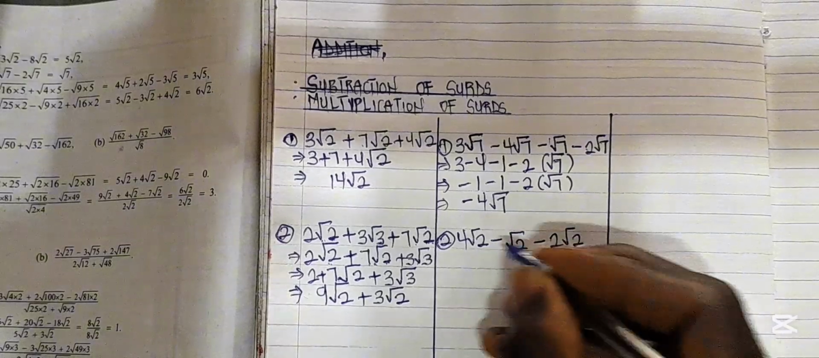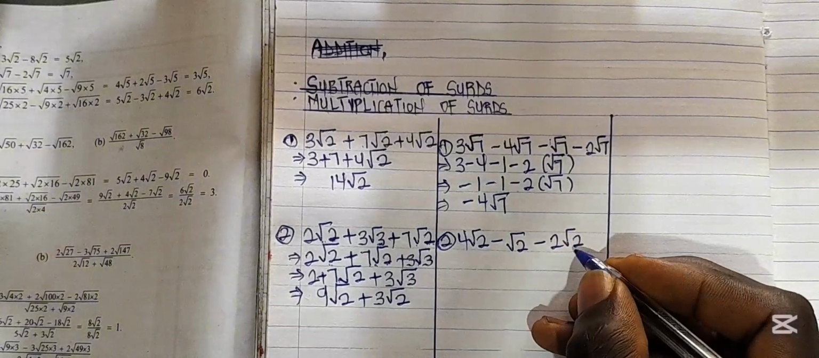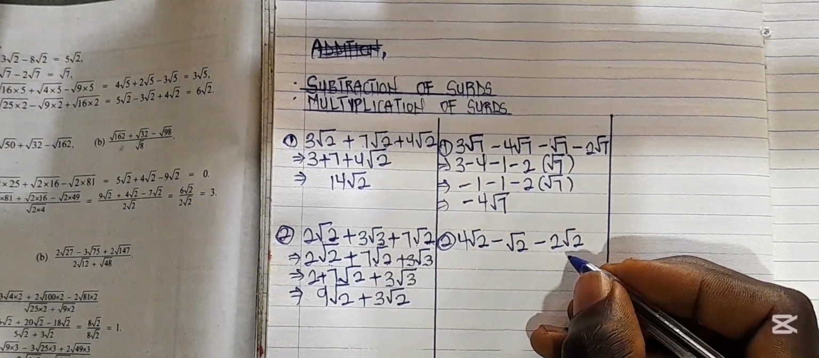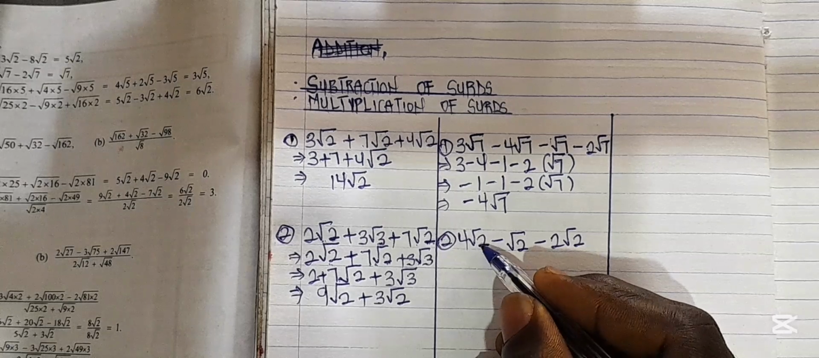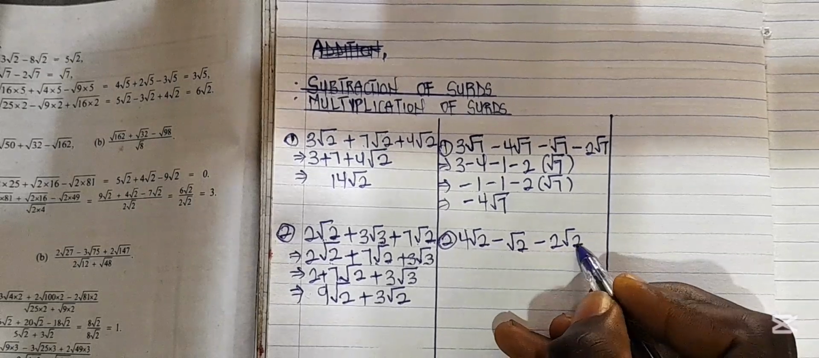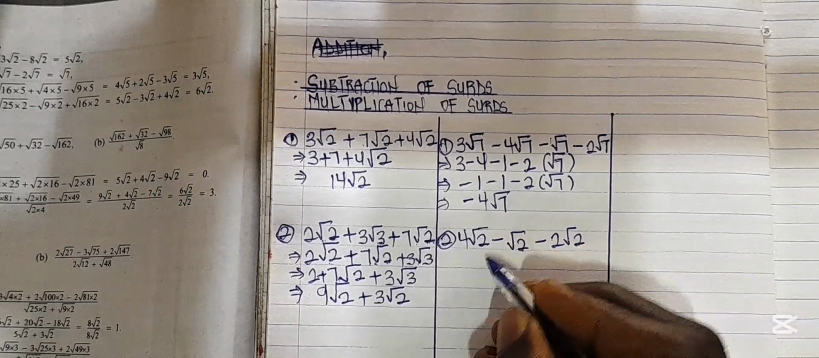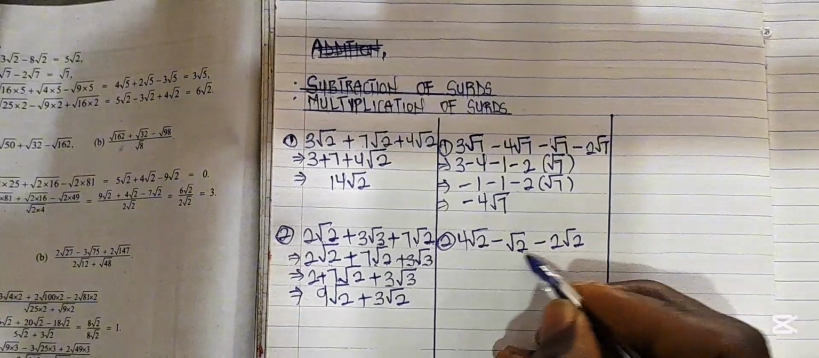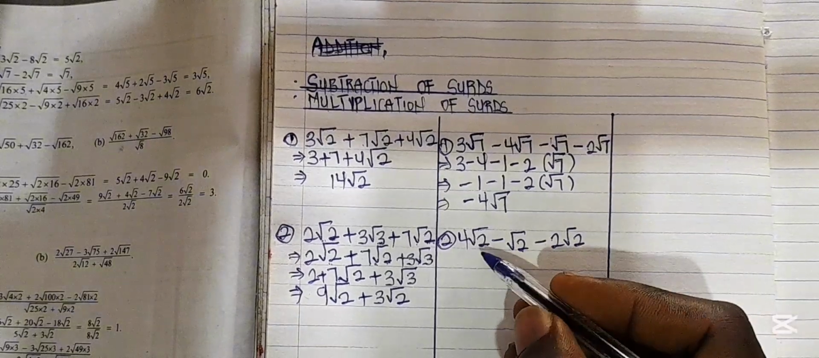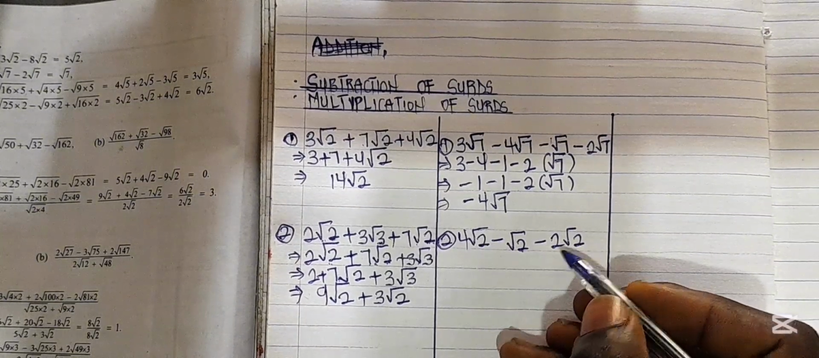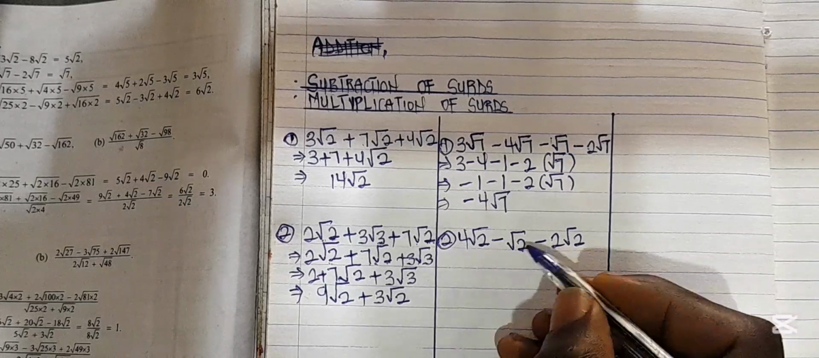So we have root 2 here, root 2 here, root 2 here. Remember, that's the first thing you have to check. You have to check whether the numbers inside the root signs are the same. In this case, 2 here, 2 here, 2 here, which means the numbers inside the root signs are the same, so we can add them.